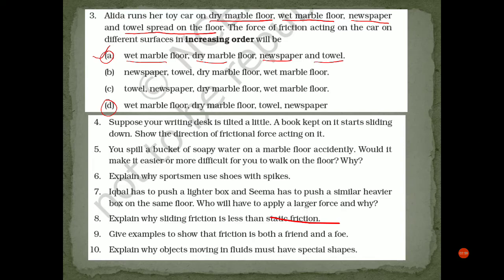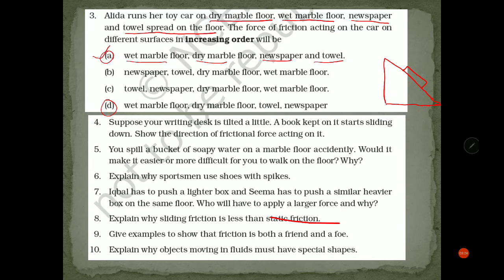Suppose you are writing, the desk is tilted a little and a book kept on it starts sliding down. Show the direction of the frictional force acting on it. You have to just show that. So here is the tilted desk, we can say, and here is the book. So you have to show what direction of the frictional force is acting on it.